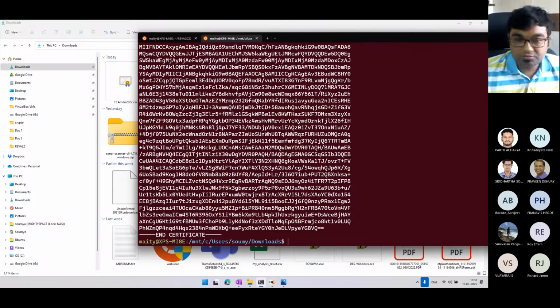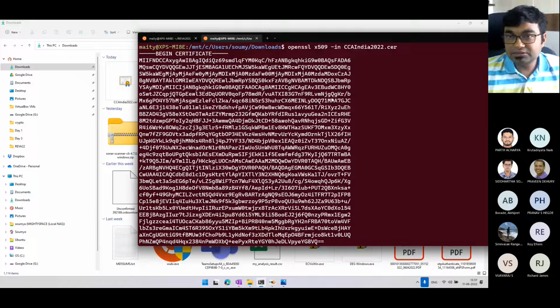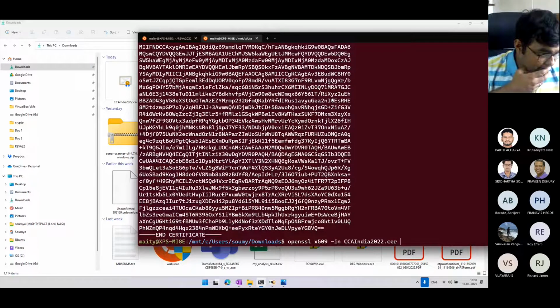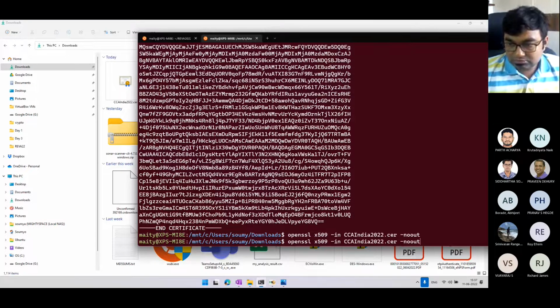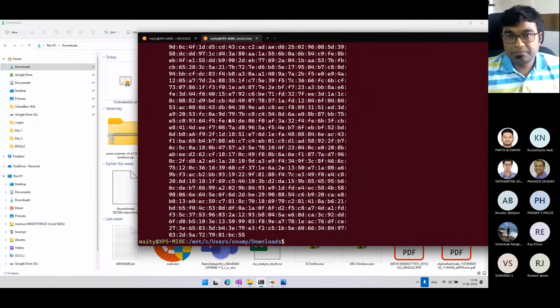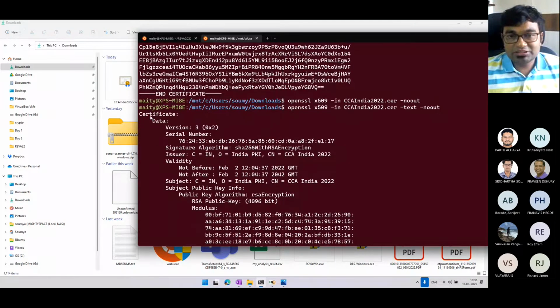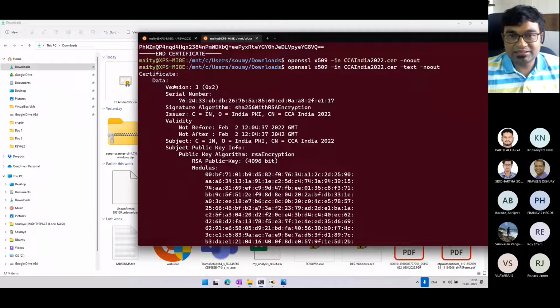This is just the certificate. And what are the parameters? How can I see? Certificate. So this is the different data. This is simple plain text data. The same thing: version, serial number, signature algorithm, all these things are written.